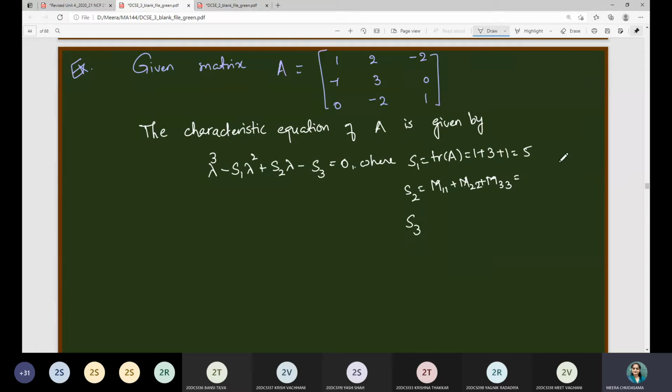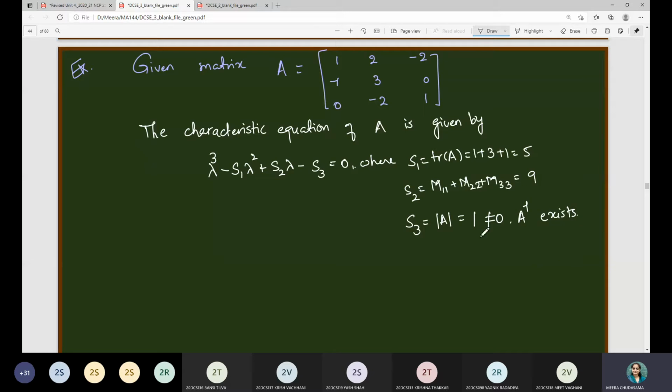Very good. And S3, that is the determinant of A, what will it be? 1. 1, which is not equal to 0, and therefore A inverse exists. We are asked in this example to find A inverse, right? So I am just writing it over here. The determinant of A is not equal to 0, so A inverse exists.